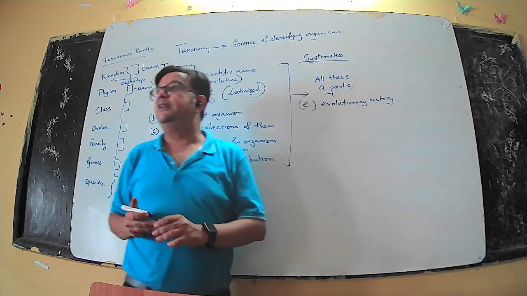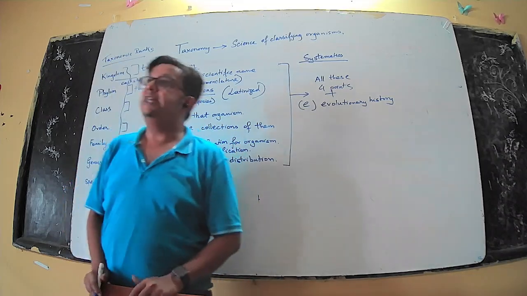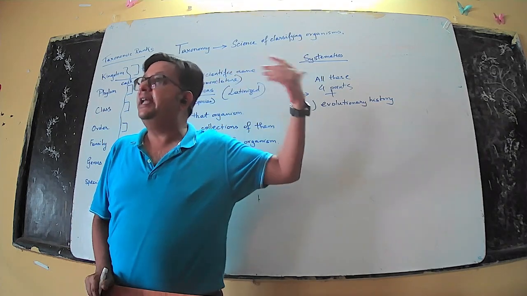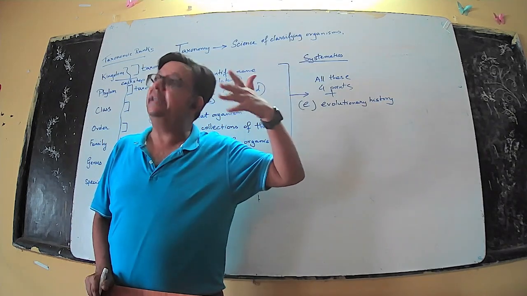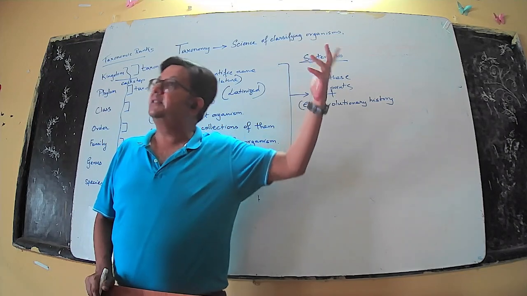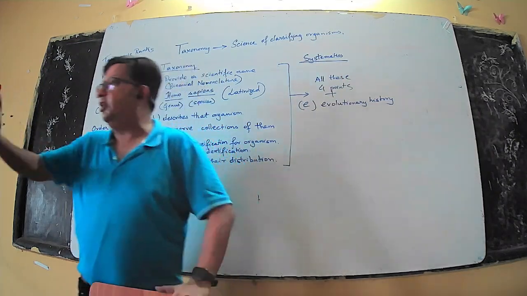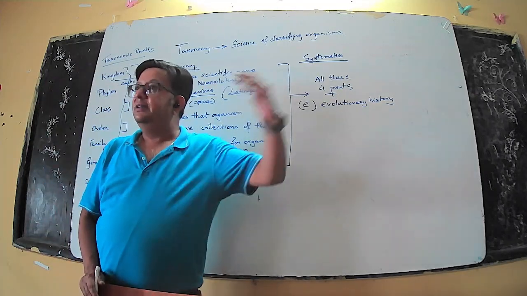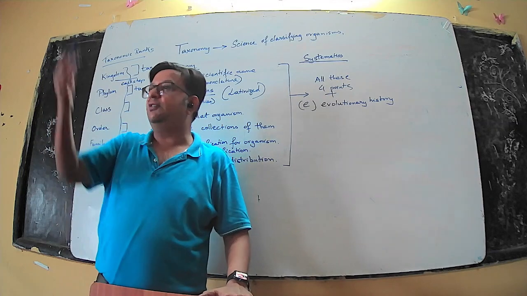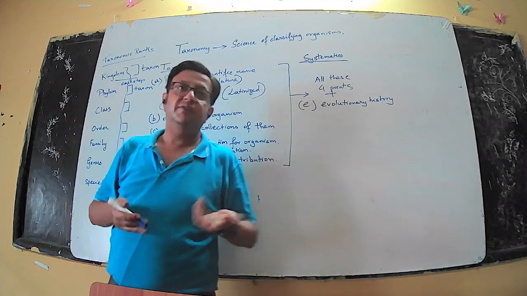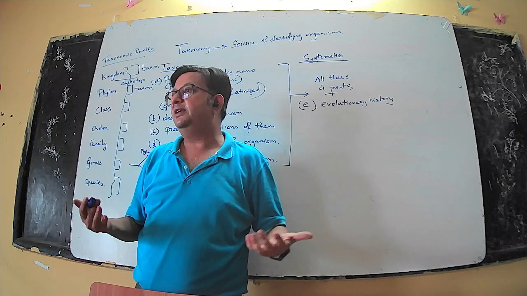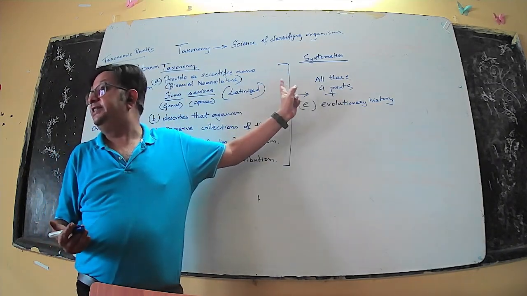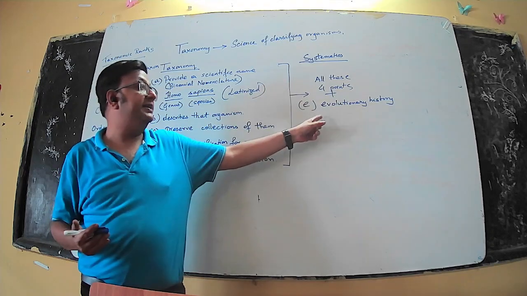Homo sapiens sapiens, then you see Homo sapiens, before that Homo habilis, Homo erectus, Pithecanthropus, Australopithecus. So you see, they are not existing, but if you look at the fossil records, you are going to find that you have to study their evolutionary history: from which organism has evolved from which one. So you need a fossil record. This is studied in systematics, not in taxonomy.